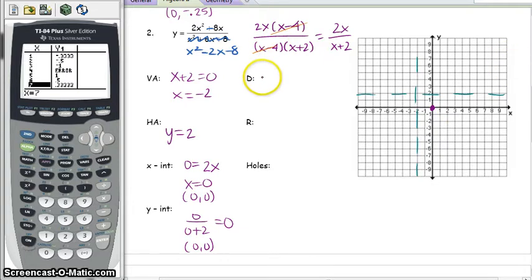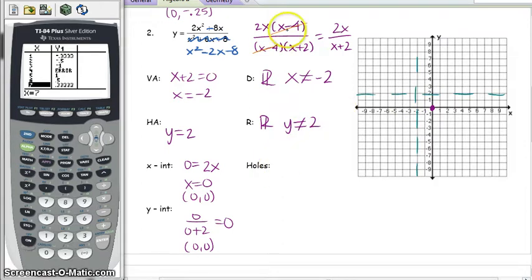So now let's look at our domain. So what x values can we not have? Well, we can have all of them except our x value at -2. Can't have that. And same with our range. We can have all of our y values except our y value of 2.